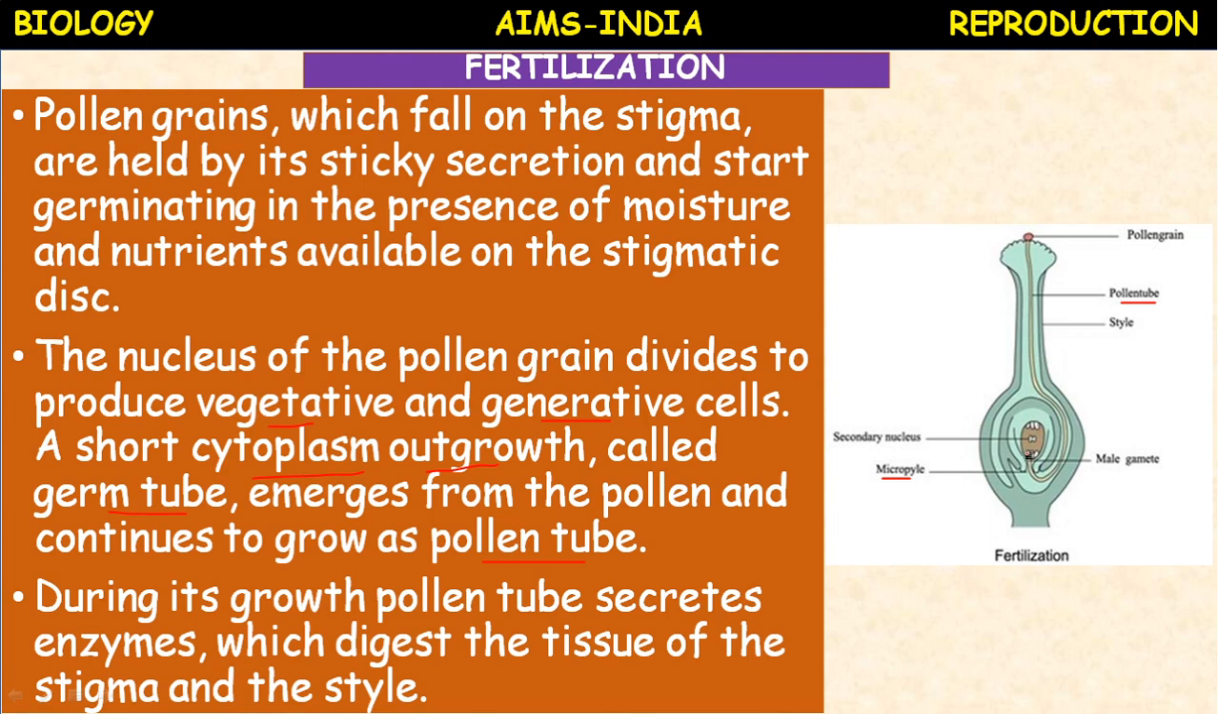This egg cell is protected by synergids. The middle one is the egg cell, and the other male nucleus fuses with the secondary nucleus or polar nuclei. Okay, it will form endosperm, and the nucleus after combining with the egg cell will form the zygote. The process of fusion of gametes is called fertilization. Further we will discuss.